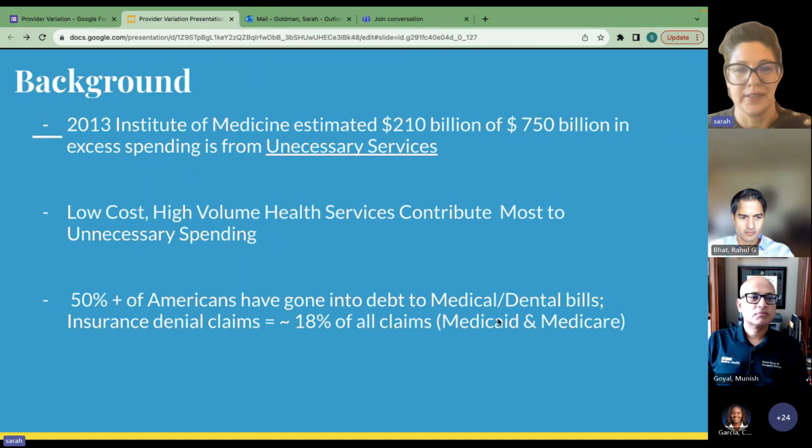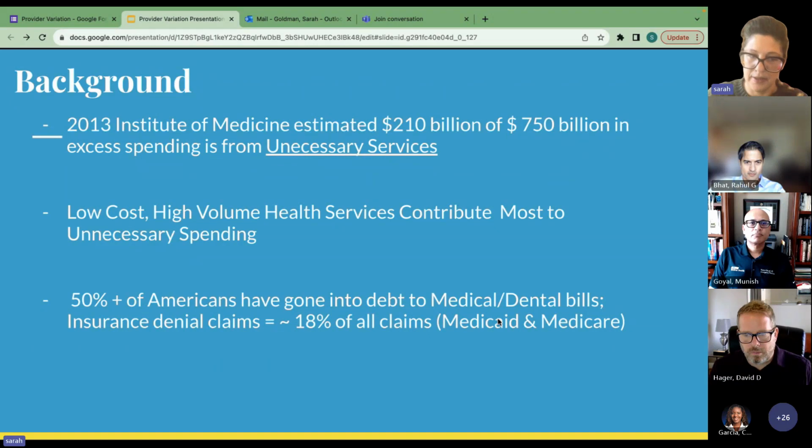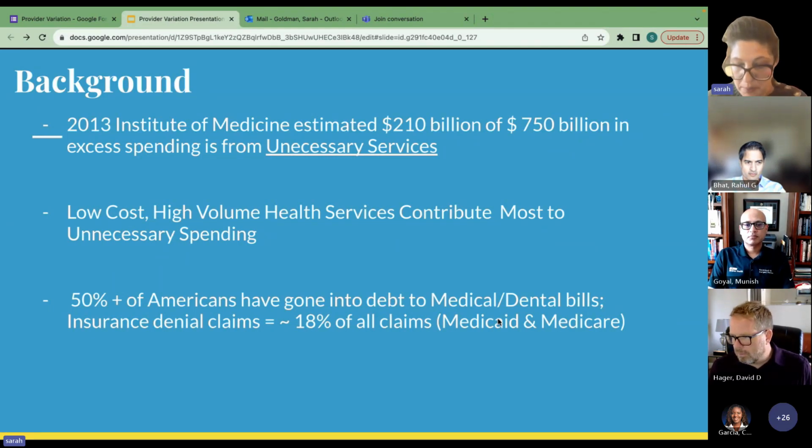The bulk of these unnecessary services are not what we think, right? They're not these really expensive ortho procedures. Most of it comes from low cost, high volume health services, right? So the millions of PT, INR tests that we order when they're not actually clinically relevant. We also know, unfortunately, that in the past 5 years, about 50% or more of Americans have gone into debt because of medical and dental bills. We know that patients in debt are not filling their prescriptions, they're not going to their follow-up, they're coming back to us in the emergency department.